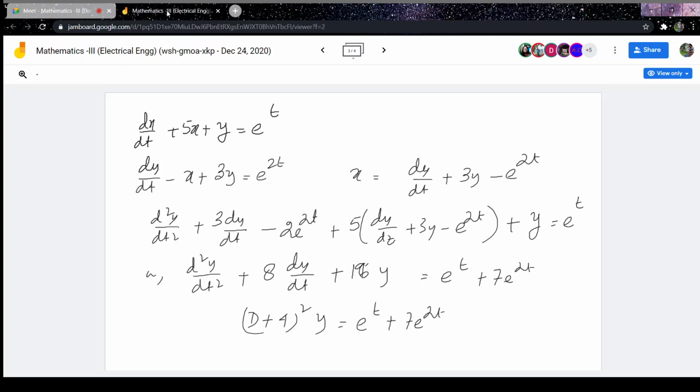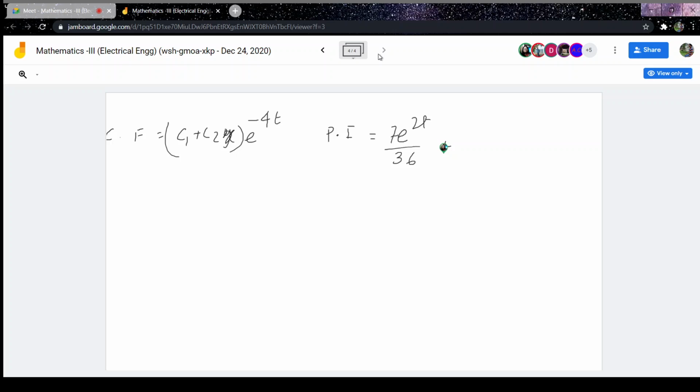Hello, ma'am. Yes. The complementary function will be (C1 plus C2 t) times e to the power minus 4t. And the PI will be e to the power t by 25 plus 7 times e to the power 2t by 36. Okay, 7 e to the power 2t by 36 plus e to the power t by 25.